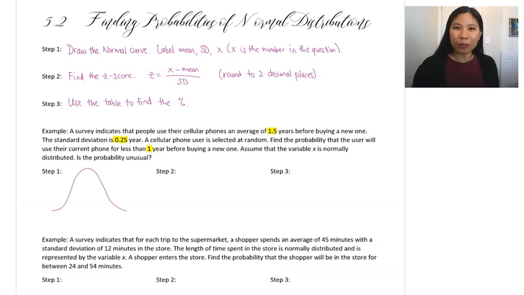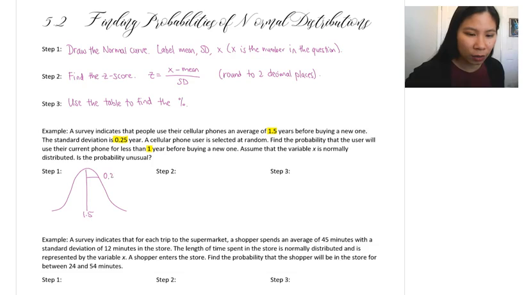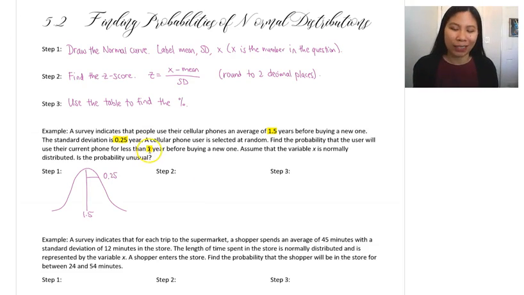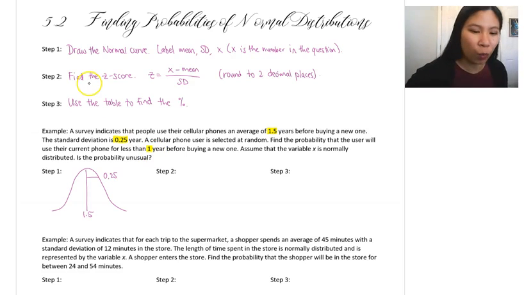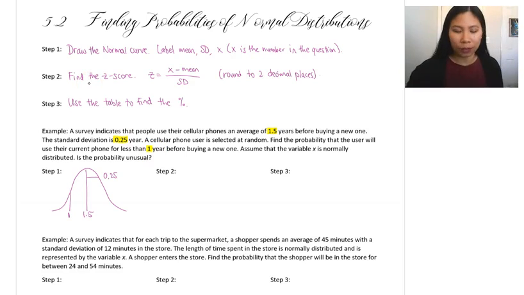So reading through the problem, I've identified that the mean is going to be 1.5. The standard deviation is 0.25. So the mean goes right in the middle. The standard deviation goes on the side right there. And then the number that they're asking about for us, the x, is going to be 1 year because that's the number that's being asked about in the question. So 1 should be to the left of 1.5 since it's smaller.